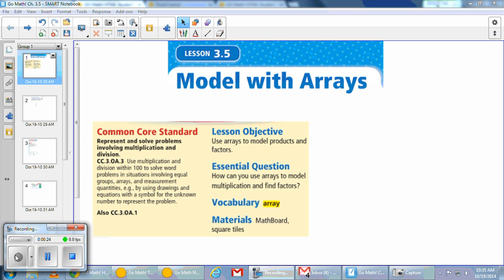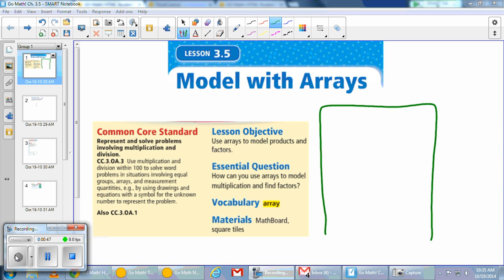We're still working on the Common Core standard to solve problems for multiplication. Our objective today is to use the arrays to model products and factors. And your essential question is, how can you use arrays to model multiplication and find factors? And let's go ahead and start by getting your journal page set up for today.